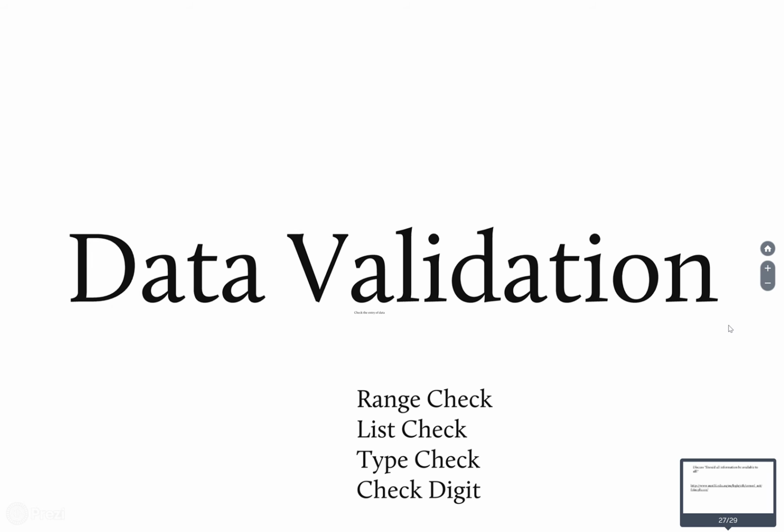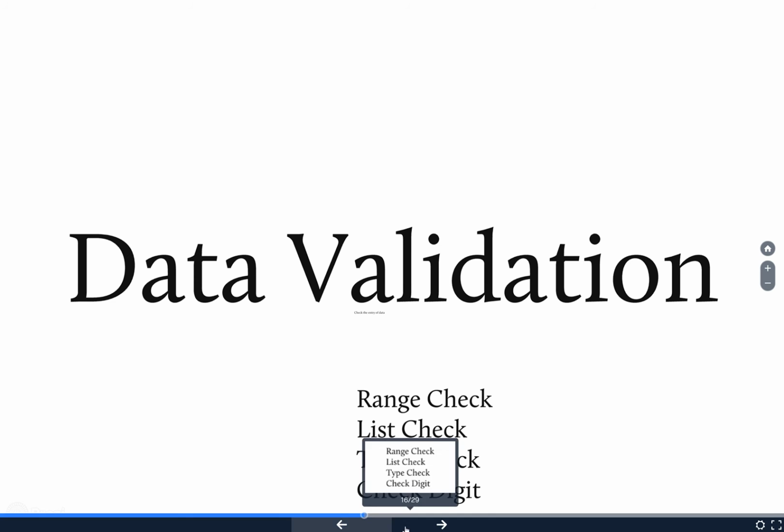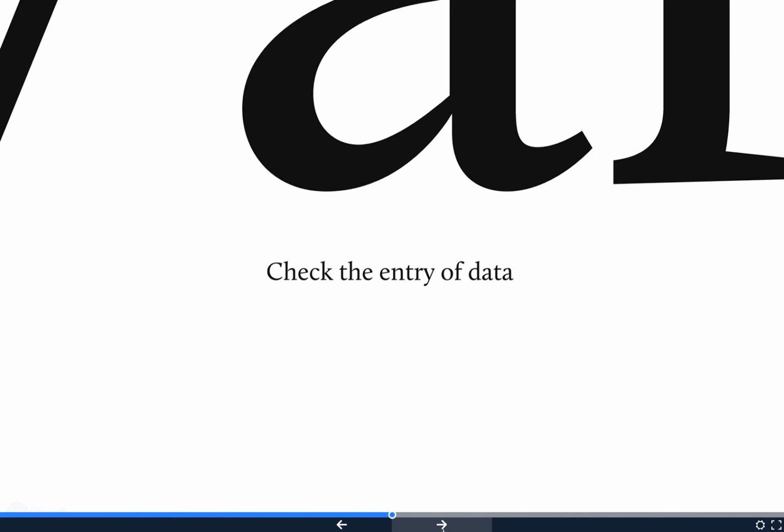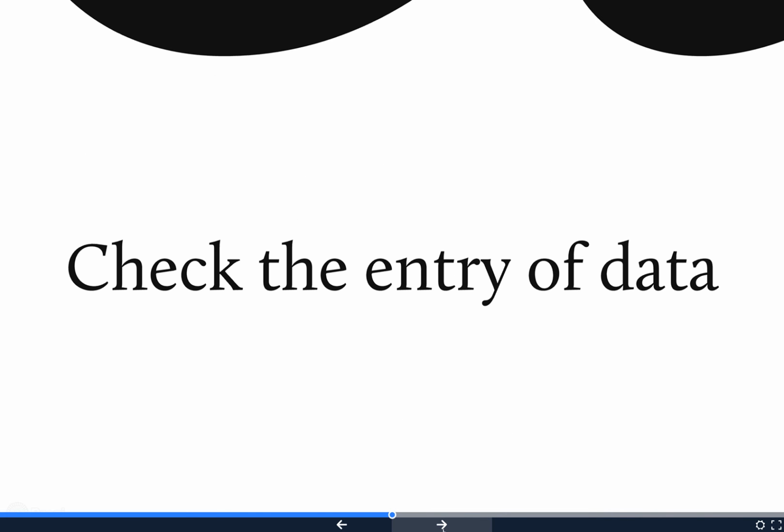All right, this is 2.5b because it's the issues related to information systems. And now we're going to talk about, first of all, we talked about the accuracy of data. Now we're going to talk about a little bit about data validation. Now, what data validation does is it checks the entry of data. And there's a number of ways that it actually checks it.